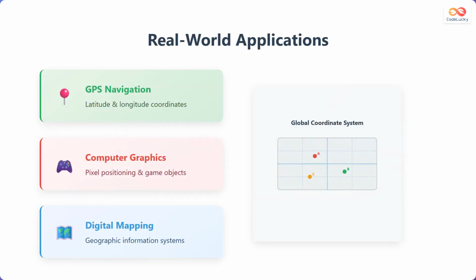Coordinate systems are used in a variety of real-world applications. For example, in global positioning system, also known as GPS navigation, latitude and longitude coordinates are used to pinpoint locations on Earth. In computer graphics, coordinate systems are used to position pixels and game objects. In digital mapping, geographic information systems, also known as GIS, rely on coordinate systems to represent and analyze spatial data.